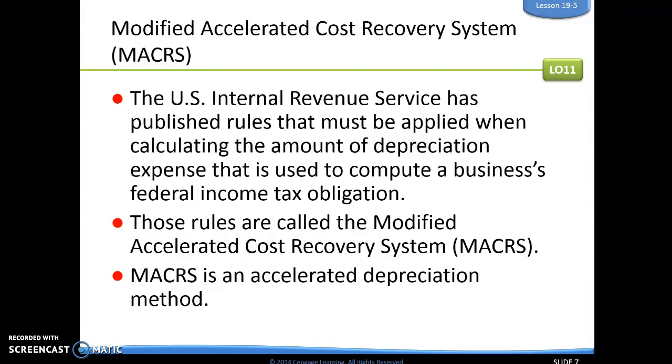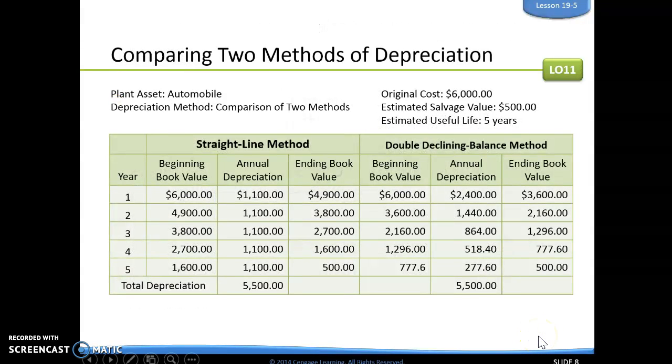MACRS is an accelerated depreciation method. Here they're showing what it looks like compared from the straight line method, which we learned before, to our double declining. Notice the amounts are different for the annual depreciation. However, the total depreciation is the same and the ending book value is the same. The only difference is how much it depreciates each year.